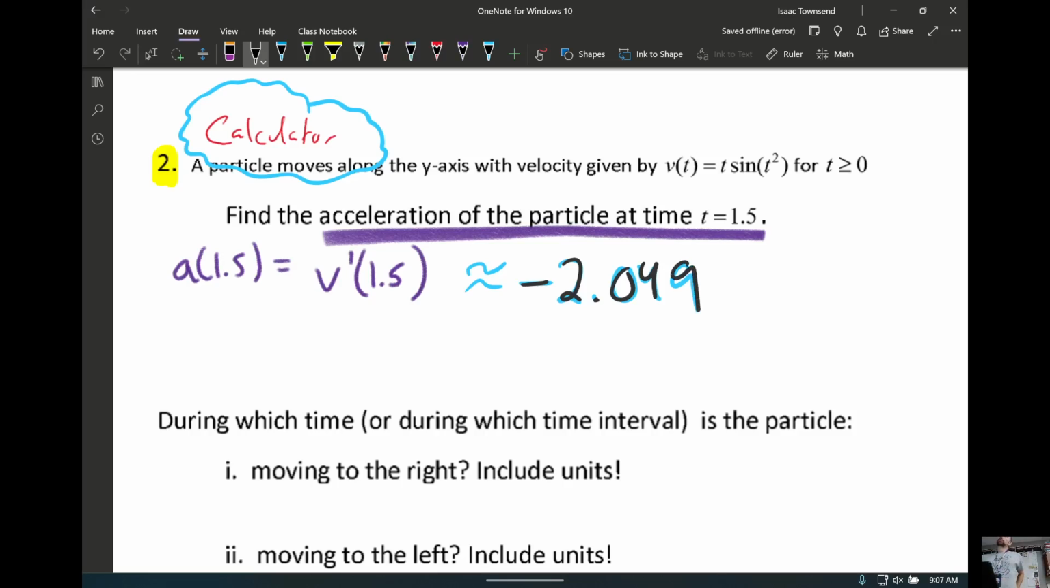And then again, the units would be something like a distance. I don't know, I'll just make up a distance, like miles per a time. So let's say hours. And then because it's acceleration, it would be squared.